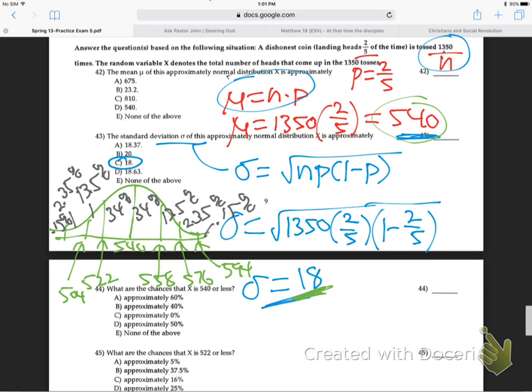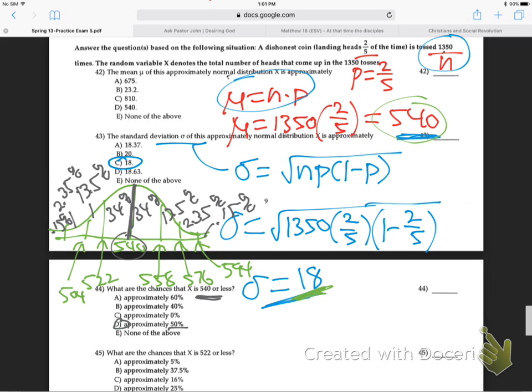And then what's their question? 540 or less. 540 or below. 540, that's right in the middle. Right? 540 is right here. 540 or below, what percentage is that? 50. It's half the curve. It's exactly half the curve. Is that good?